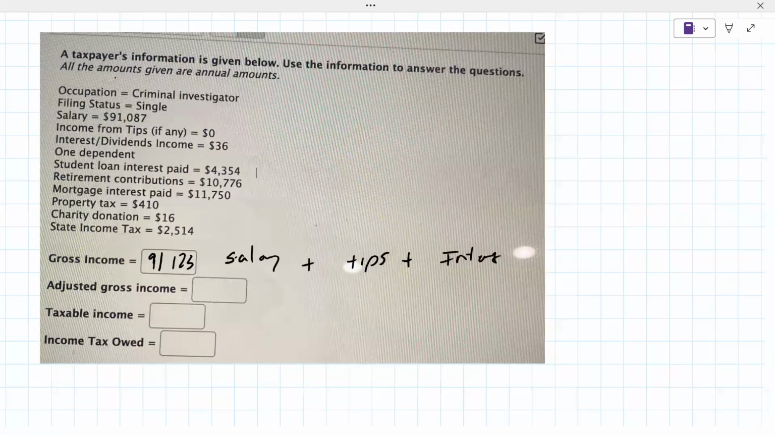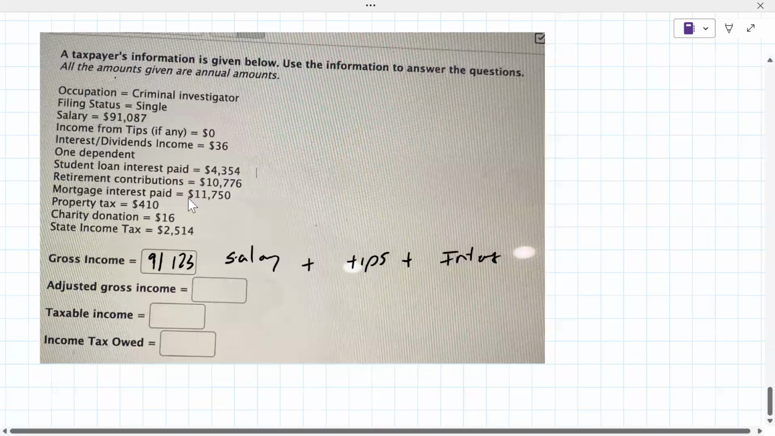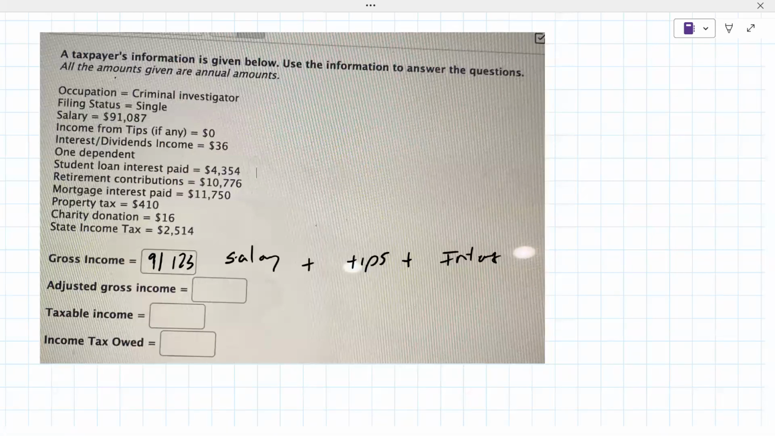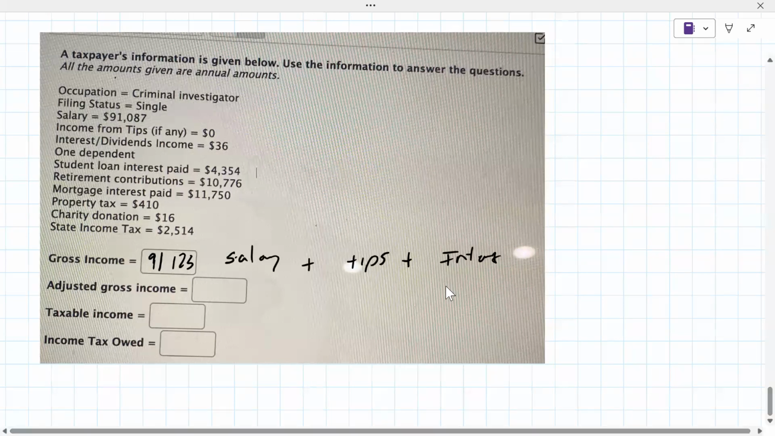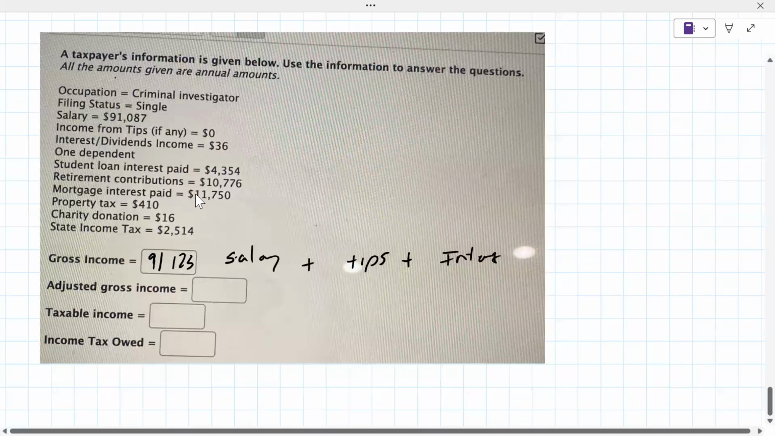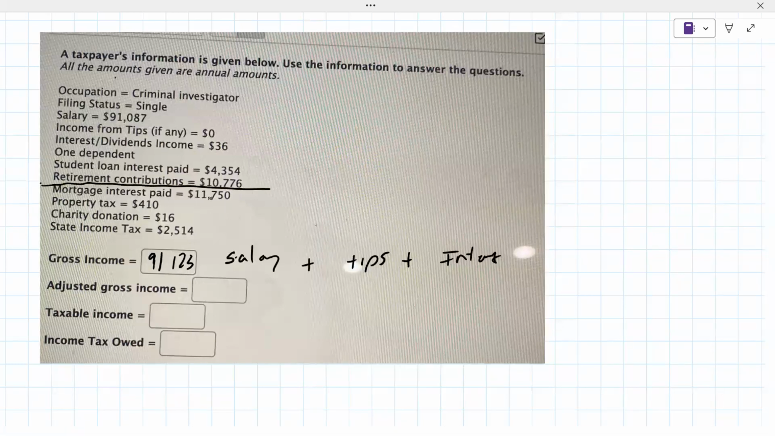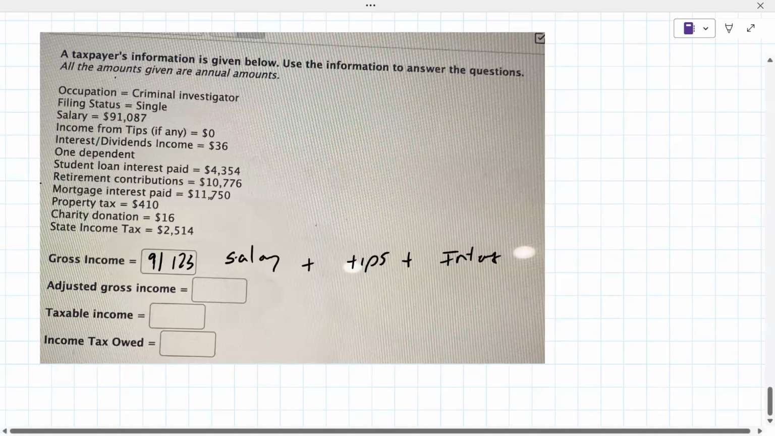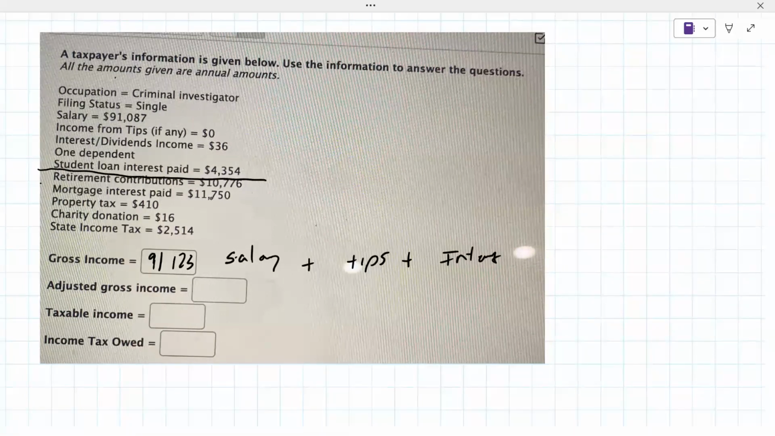So the adjusted gross is going to be added up by student loan, retirement, and mortgage, and then you're going to subtract that from the salary, which we got, so 91,123. What I'm seeing though is that mortgage interest is typically a deduction. So the line here, sorry, it's right here. I'm suggesting that you're going to subtract 4,354 for the adjusted gross income.